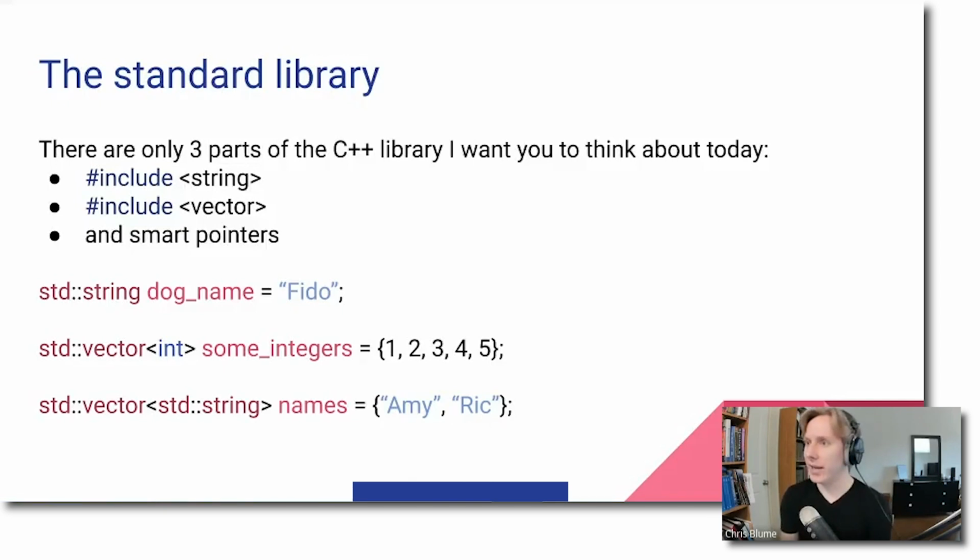Vector is like an array, but it's dynamically resizable. So if we need the array to grow or shrink, we can do all that. Here I have a standard vector of integers with values 1 through 5. And then you can actually combine these. Below I have standard vector of standard string. And now I can have a vector of multiple strings.